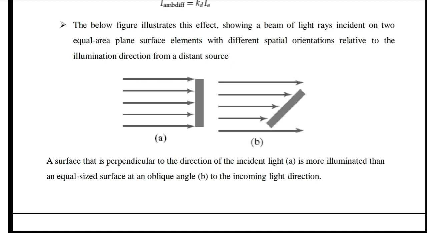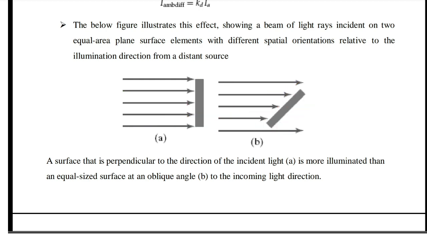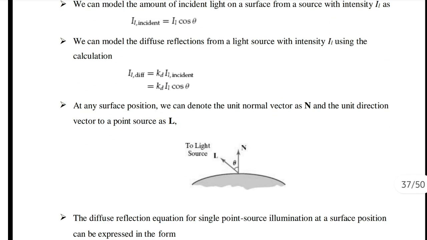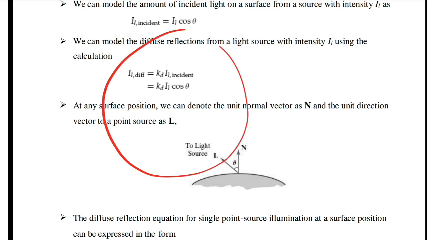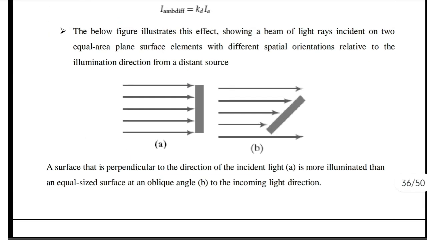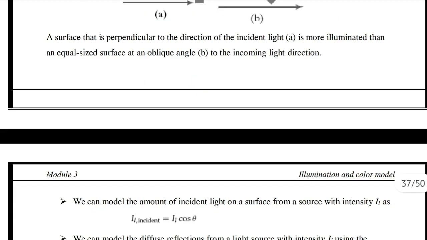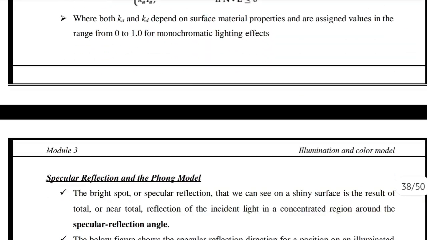As you can see here, this is the same thing, same size, but this one is standing straight and this one is tilted. The one standing straight will get more radiation, and the one that is tilted will get less radiation. That's the difference in diffuse radiation. And here are some diagrams, formulas and values showing how the value will change and how the intensity will change. But the basic thing is that the more illumination you capture, the brighter it will be, right? That's what is mentioned here.